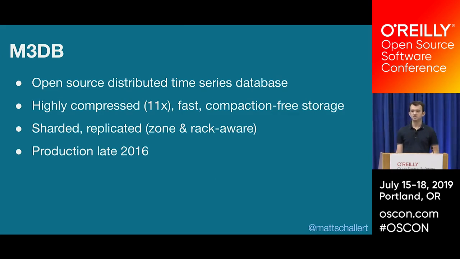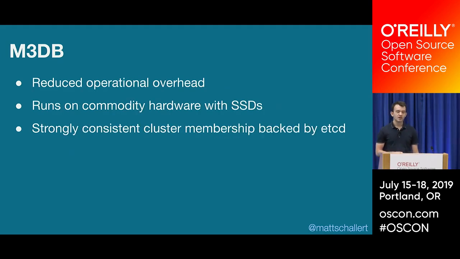And to provide horizontal scalability, M3DB is sharded, and to provide fault tolerance, these shards are replicated across configurable failure domains, whether that be availability zones in a cloud region or racks in a data center. And we first deployed M3DB at Uber in late 2016. And compared to our Cassandra-based stack, we had a few benefits.